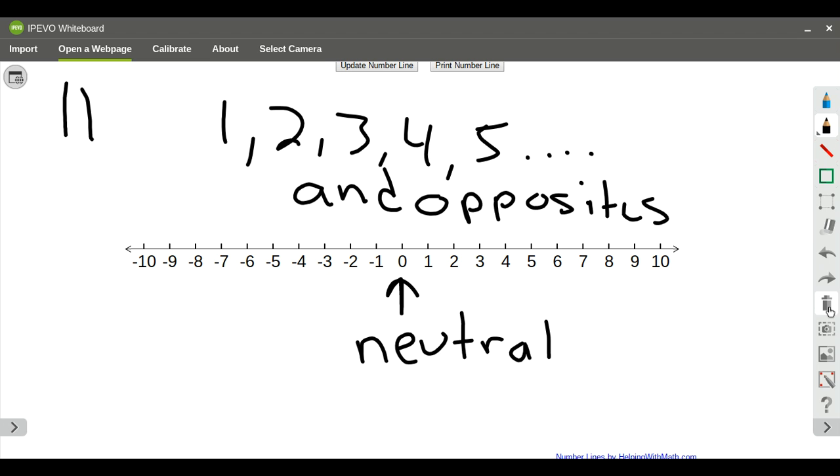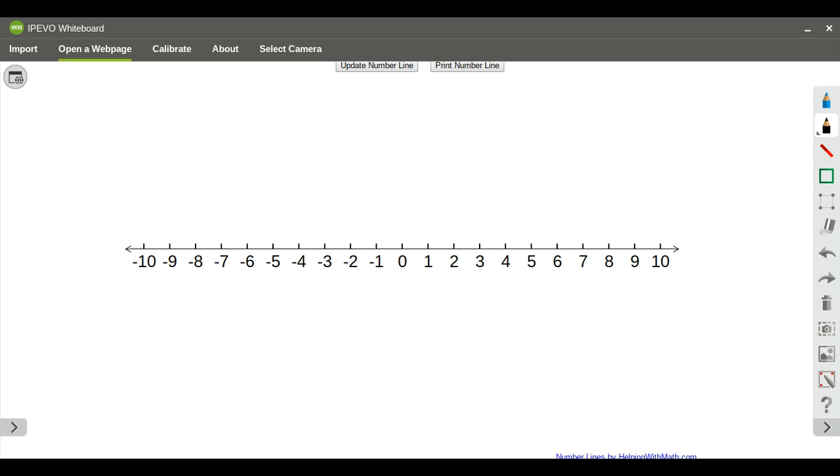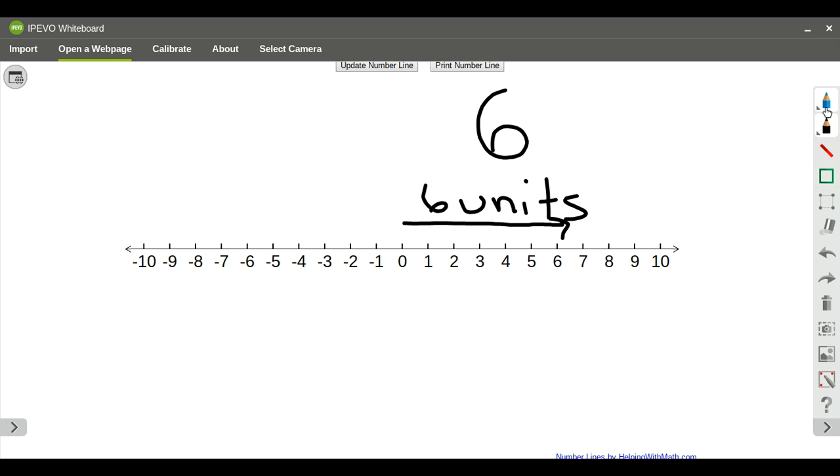Okay, so if I have a value of 6, my first integer that I'm going to look at is 6. If I look and count, 6 is going to be 6 units away from 0. Its opposite also needs to be 6 units away from 0. So if I count 1, 2, 3, 4, 5, 6, this right here is going to be my opposite. This is also going to be 6 units away. So the opposite of 6 is going to be -6.